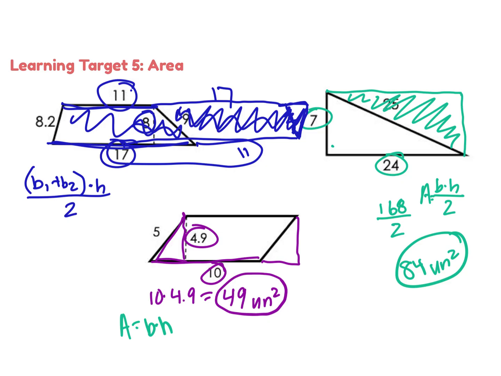So what I'm going to do is I'm going to take 11 plus 17, which is 28, times my height, which is 8. Make sure that we're using the straight up and down height, not the slanty height. Okay, and then dividing by 2. So 28 times 8 divided by 2 equals 112. Again, I don't have a label, so I'm just going to call it units squared.